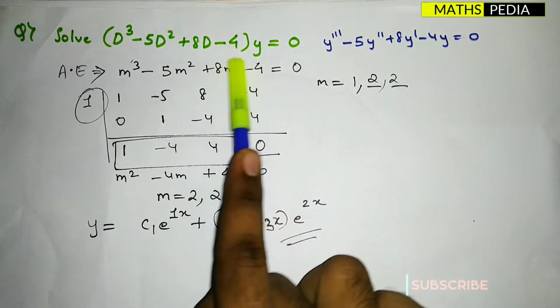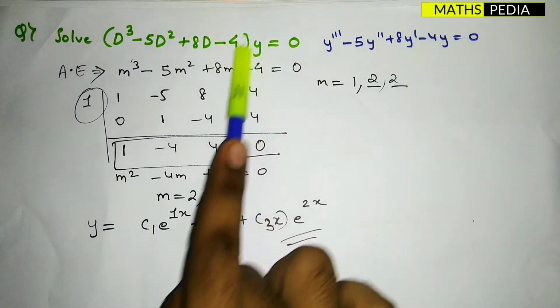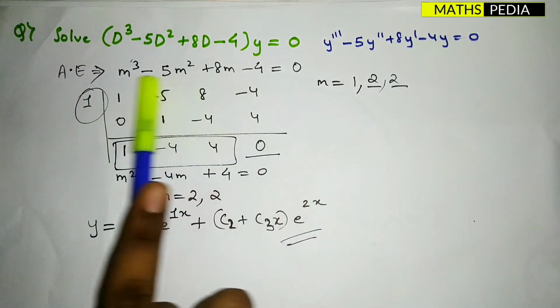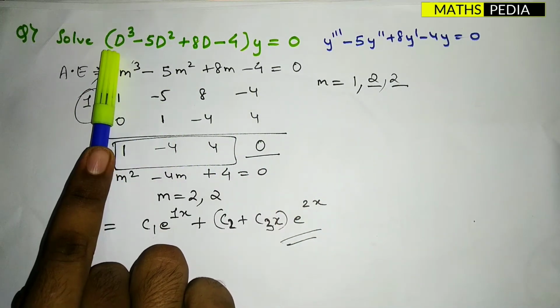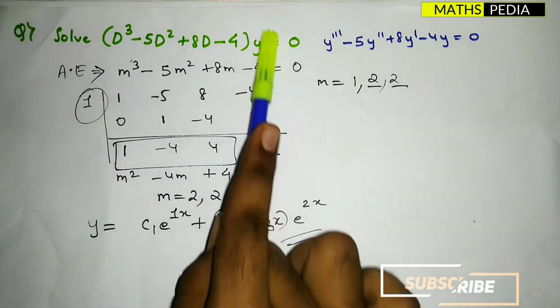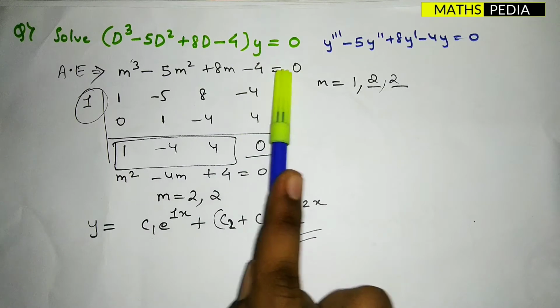Then the constant term is there. Y we have taken outside. That's it, the auxiliary equation we have to write. We have to replace D with m and ignore this y. Now equal to 0.